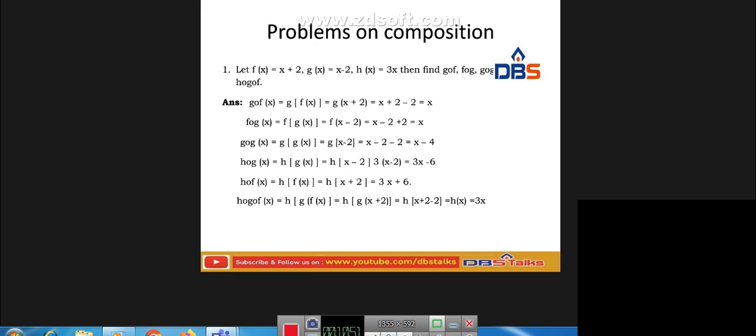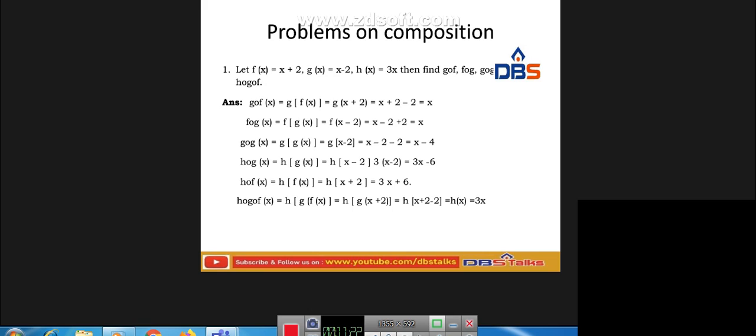See next, in the functions, some of the problems: f(x) equals x plus 2, g(x) equals x minus 2, h(x) equals 3x. Then find g∘f, f∘g, g∘g, h∘g∘f. Okay, see, g∘f, that is g of f of x. f(x) is x plus 2, then it is g of that; in the x place we have to write x minus 2, that is x plus 2 minus 2, which equals x.